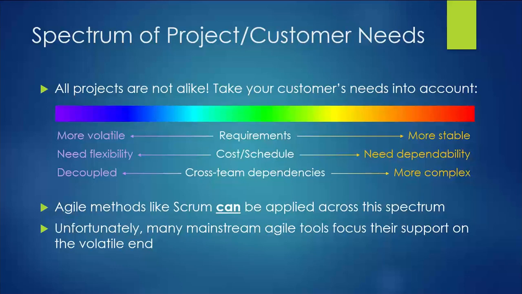I mean, the good news is that Agile methods like Scrum can be applied across this entire spectrum with tremendous success. And I guess the challenge then is that many of the mainstream Agile tools that we're familiar with, whether that be Jira or Azure DevOps, et cetera, provide great support for highly volatile projects. And the support that they provide doesn't always, out of the box, meet the needs of projects that want to deliver something by a particular date, et cetera, and have a strong sense that they'll be able to meet that commitment.